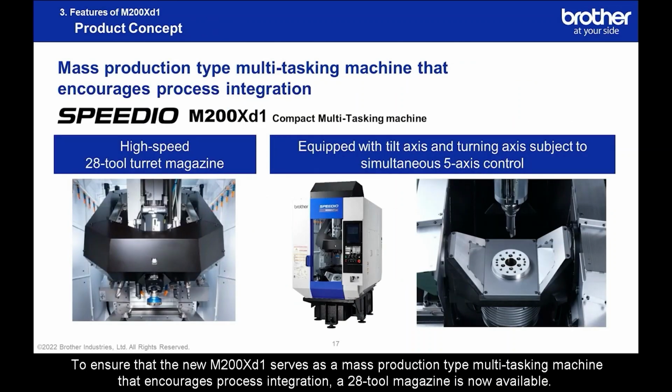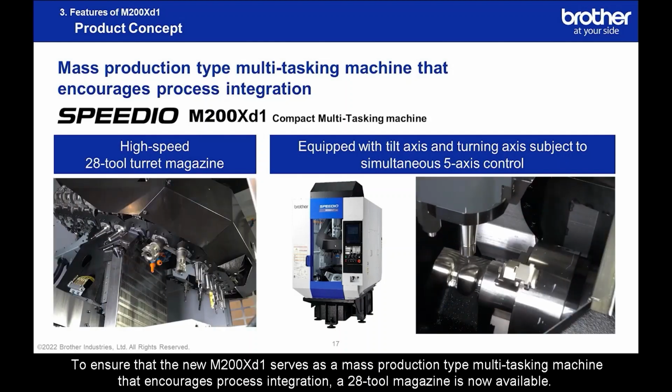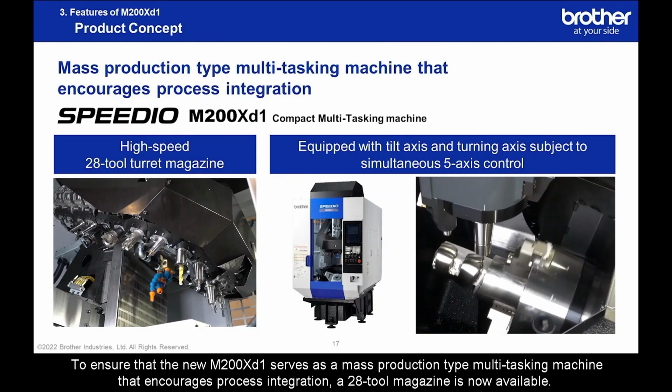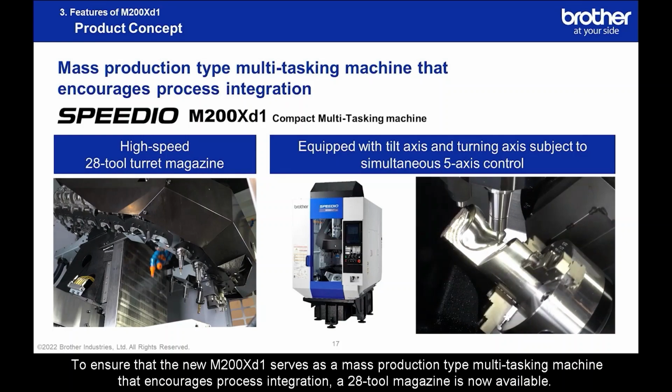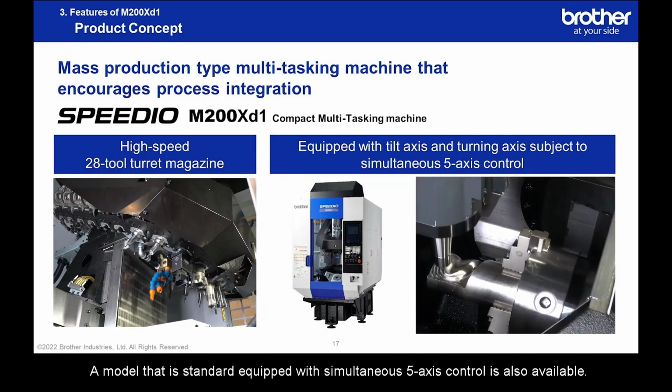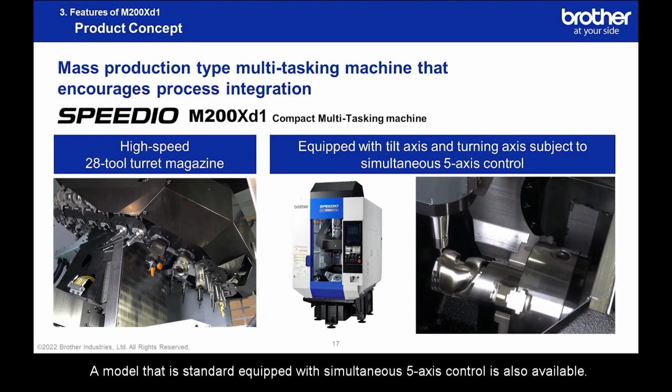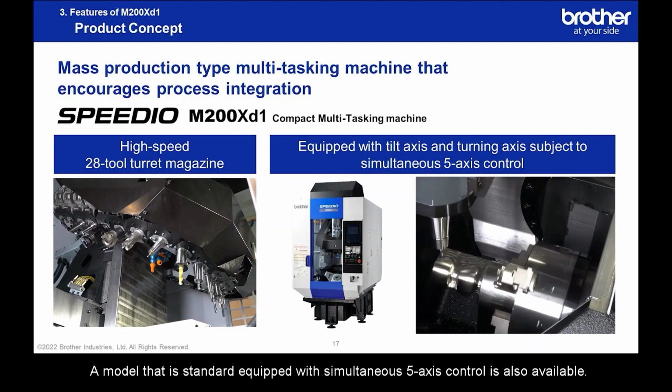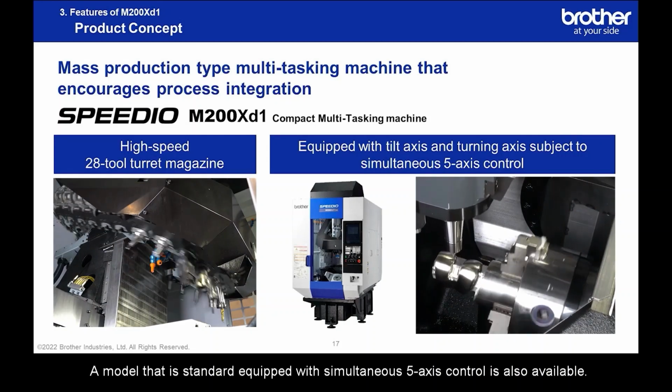To ensure that the new M200Xd1 serves as a mass production type multitasking machine that encourages process integration, a 28-tool magazine is now available. A model that is standard equipped with simultaneous 5-axis control is also available.